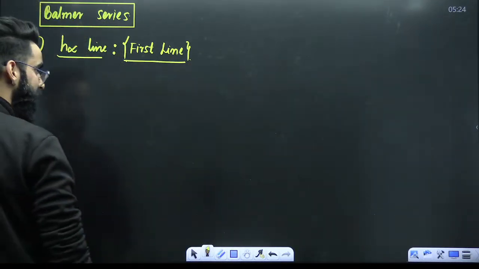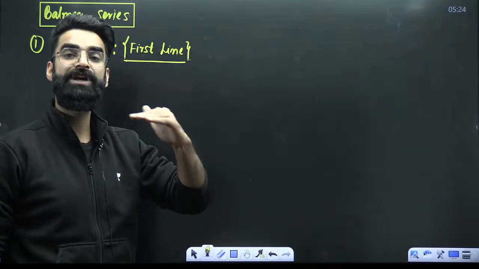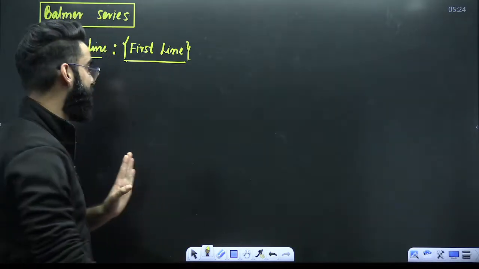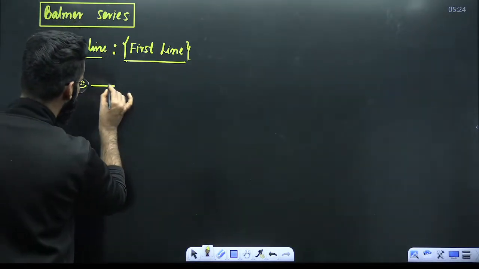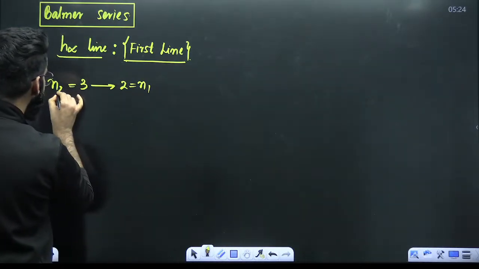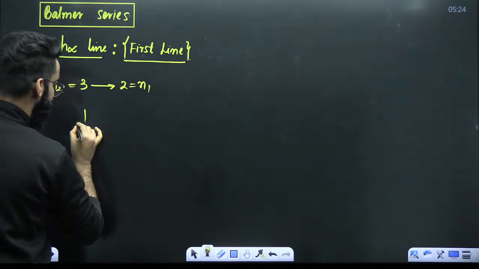In case of Balmer series, the electron makes a transition from higher energy states to shell number 2, right? Now, I'm asking about the first line of Balmer. First line of Balmer means the electron is making a transition from 3 to 2. This is the lower energy state, this is the higher energy state, right? It's going to emit radiation which will have some wavelength.